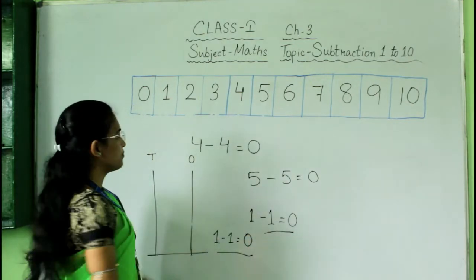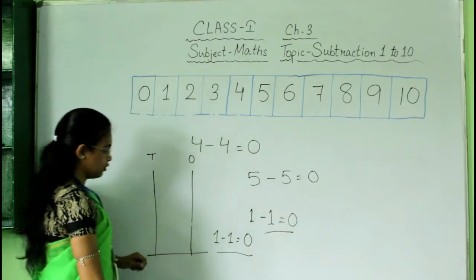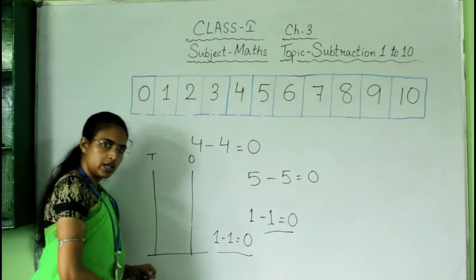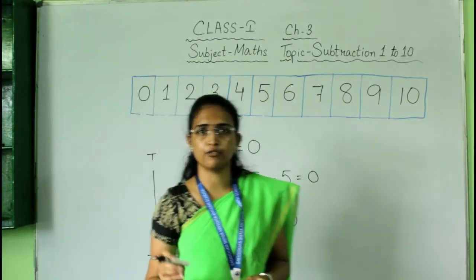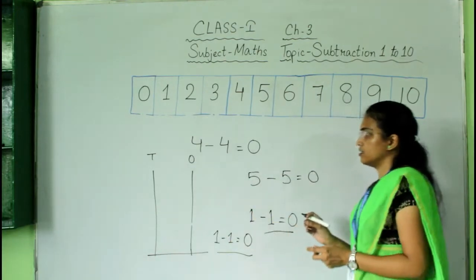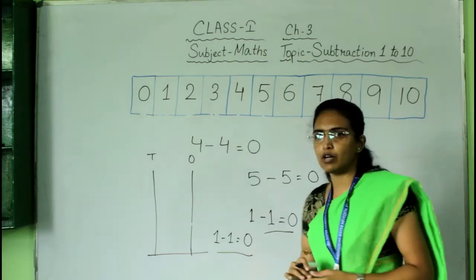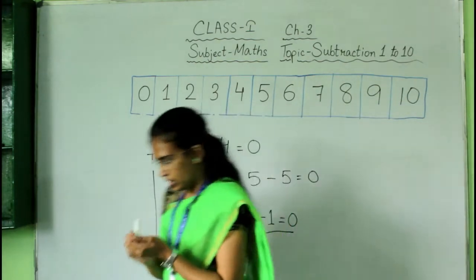For the same, if you use this number strip, then also you get 0, and if you use this abacus, then also your answer is 0. Okay? So whatever the number is given there, if you subtract that number with the same number, then what you will get? 0. Understood? Now look here.